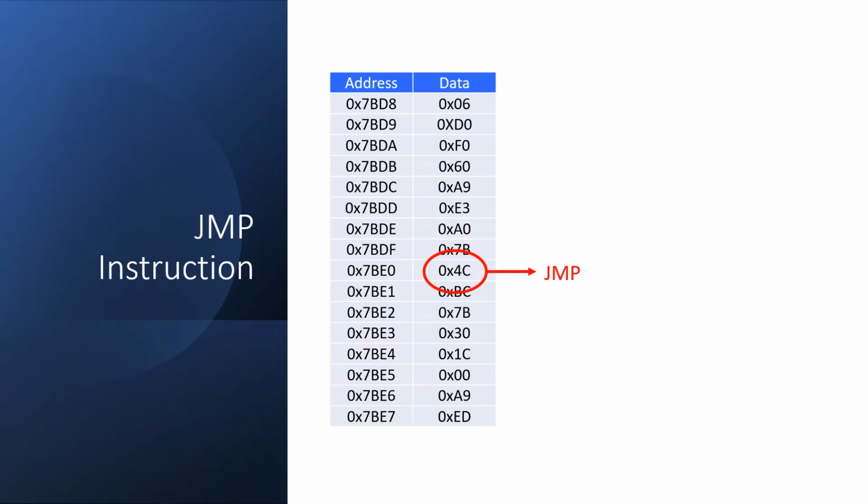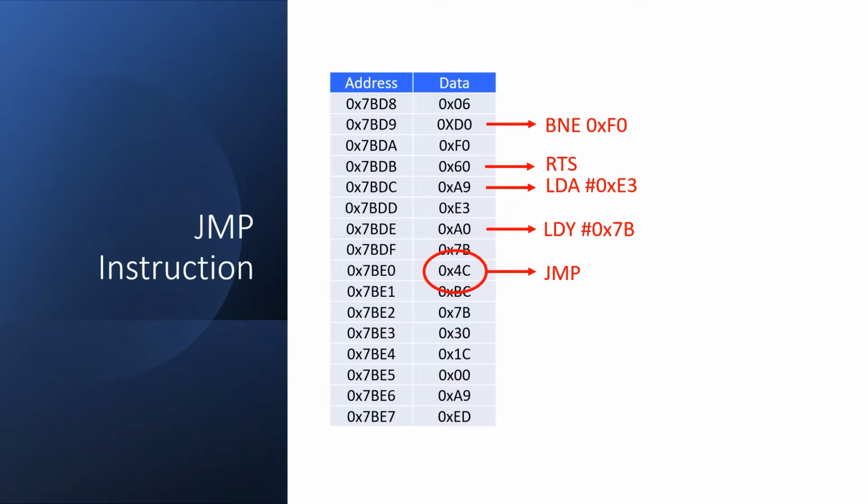This is the first jump instruction encountered in the Pac-Man code, which is located at 7BE0. And these are the instructions before the jump. Again, don't worry too much if you're not familiar with 6502 assembler language. We'll go over these instructions in later videos. Immediately after the jump instruction itself, the following 2 bytes at location 7BE1 and 7BE2 tell us where to jump to.